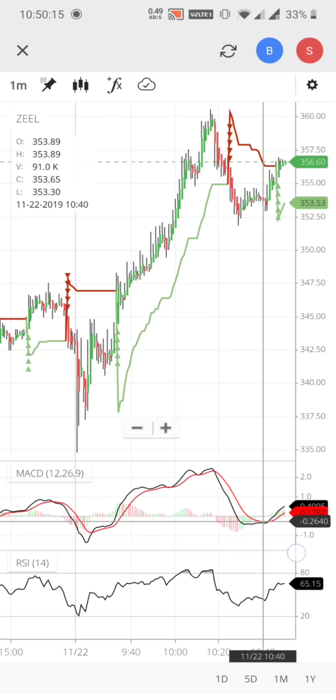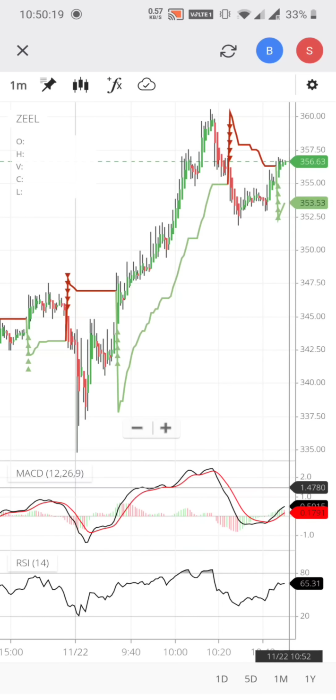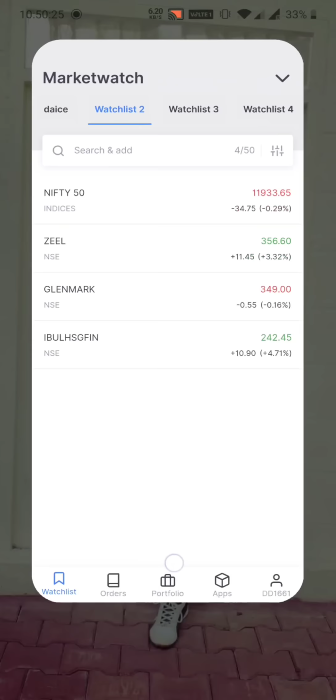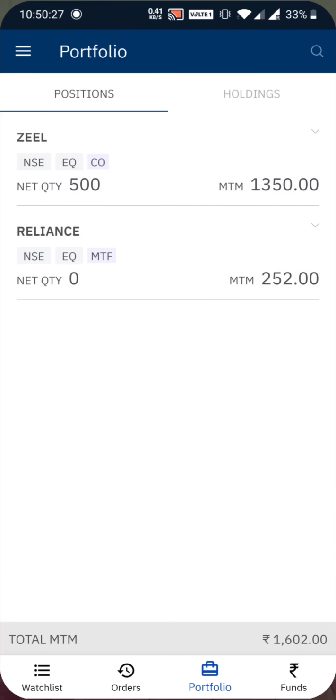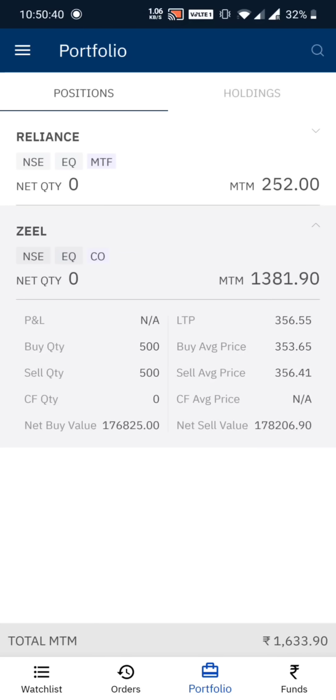If you see, MACD has come halfway up already. I'm not sure when it can turn and go down, and RSI is already at 65, hardly 15 points more available for us. Okay, so what you can do, I just exited my position now.